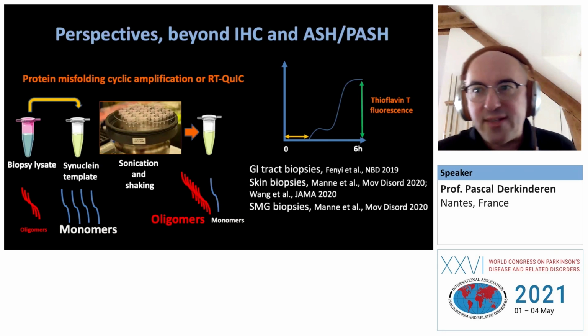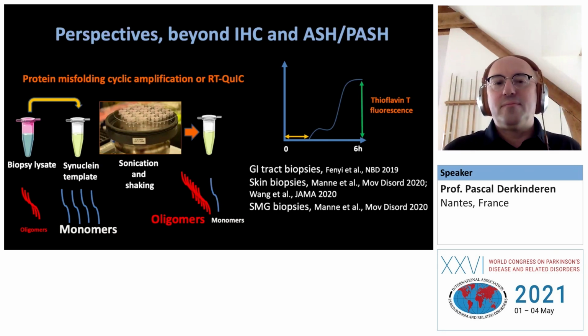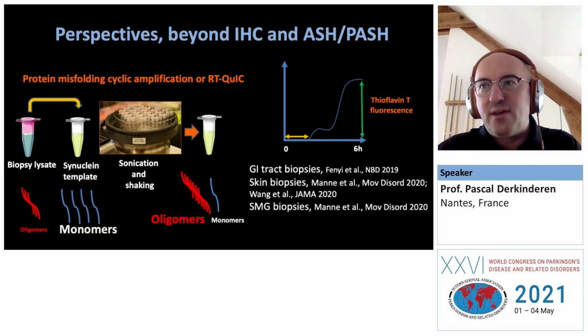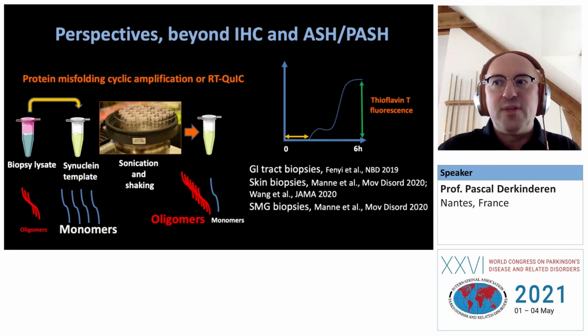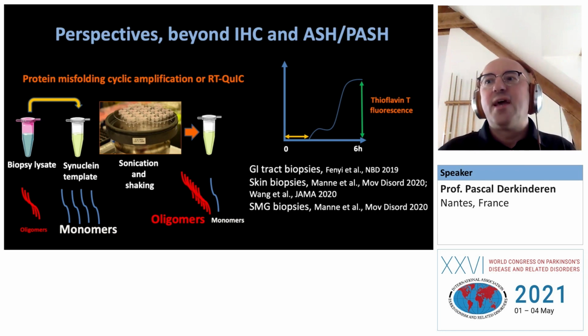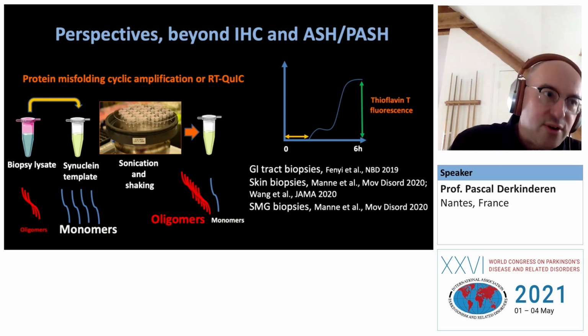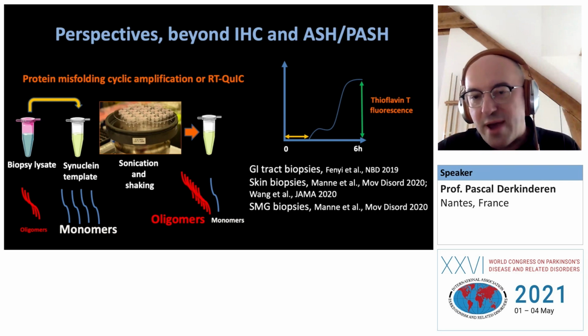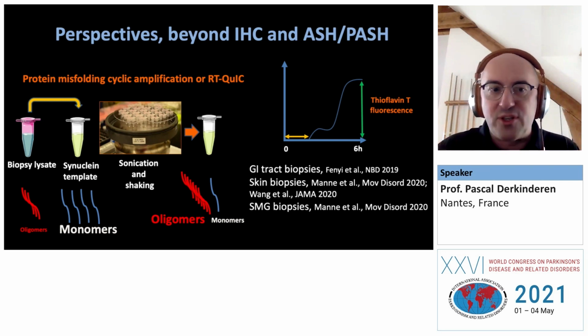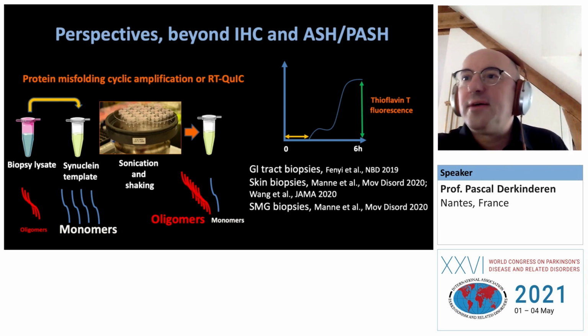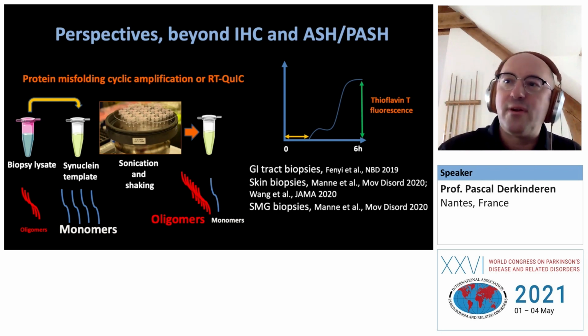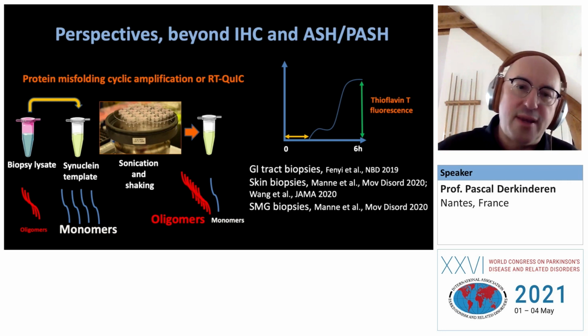So what's next? What's the future? I think that you saw in the previous slides that the results obtained with alpha-synuclein or phospho-alpha-synuclein immunostaining are sometimes a bit dubious and a bit tricky to interpret. Especially for the GI tract, sometimes it's quite difficult to be sure about what is physiology and what is pathological. So there are some novel approaches that may be really helpful.